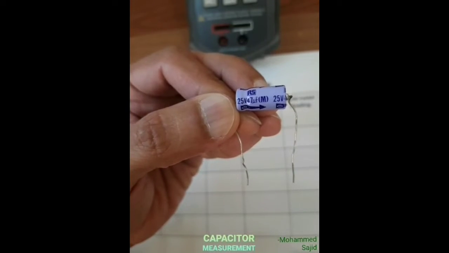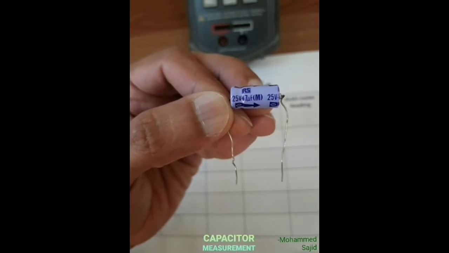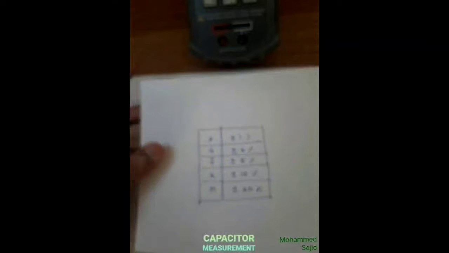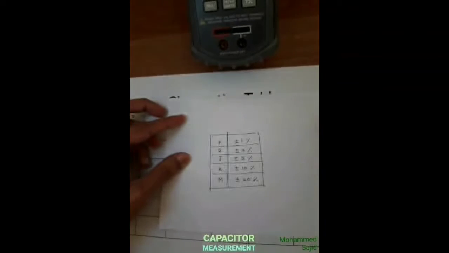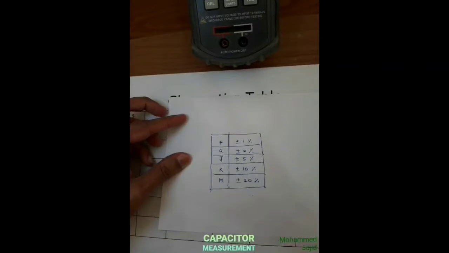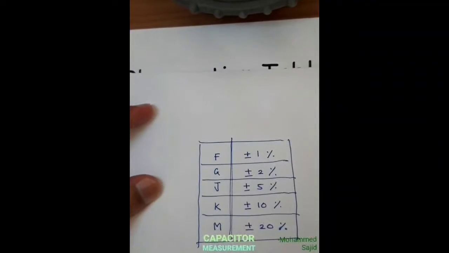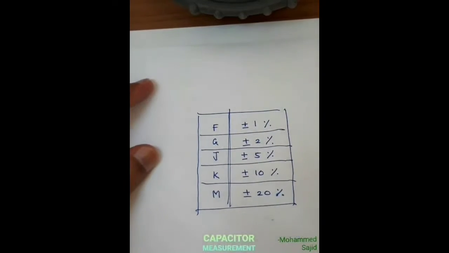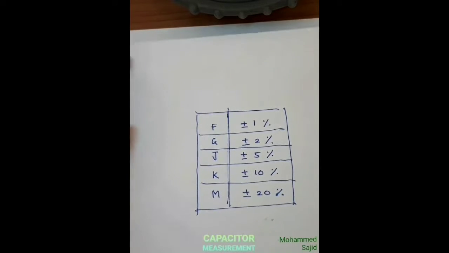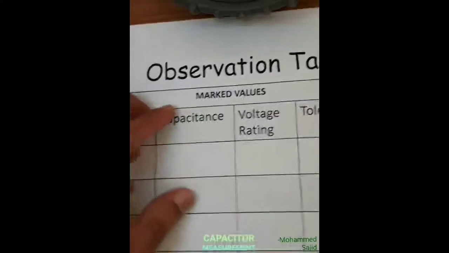And it is also written M. M is for tolerance. We know the different values of tolerance. I can show you here. If it is F, tolerance is plus or minus 1%. If it is G, tolerance is 2%, J is plus or minus 5, K is plus or minus 10, and M is for 20. Generally for electrolytic capacitors, the tolerance is 20.